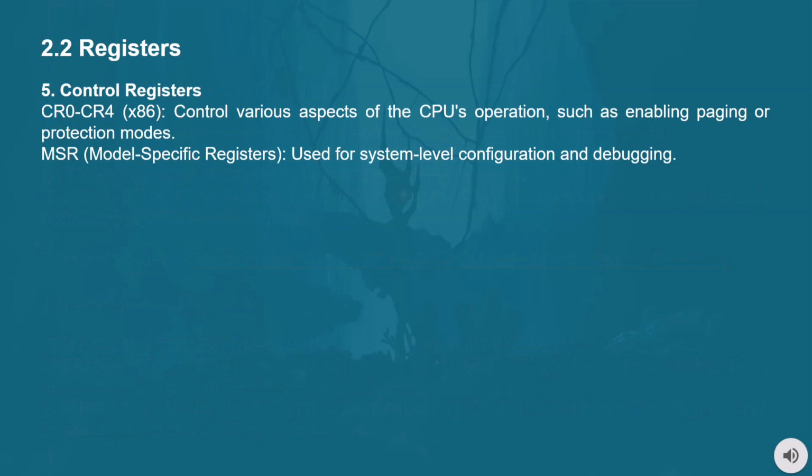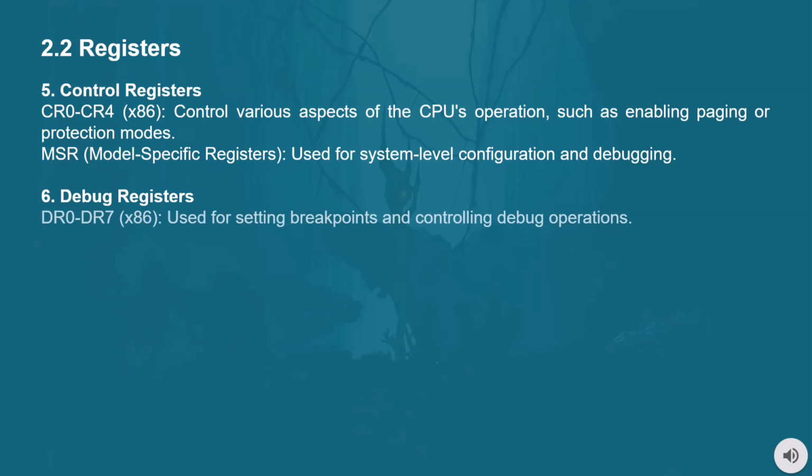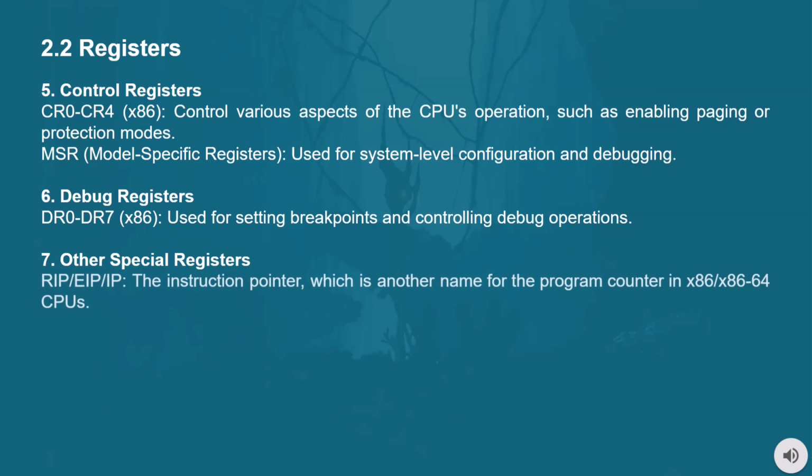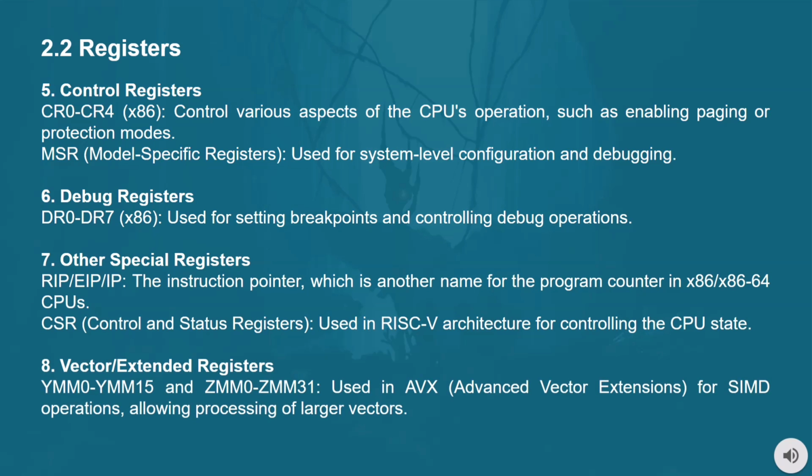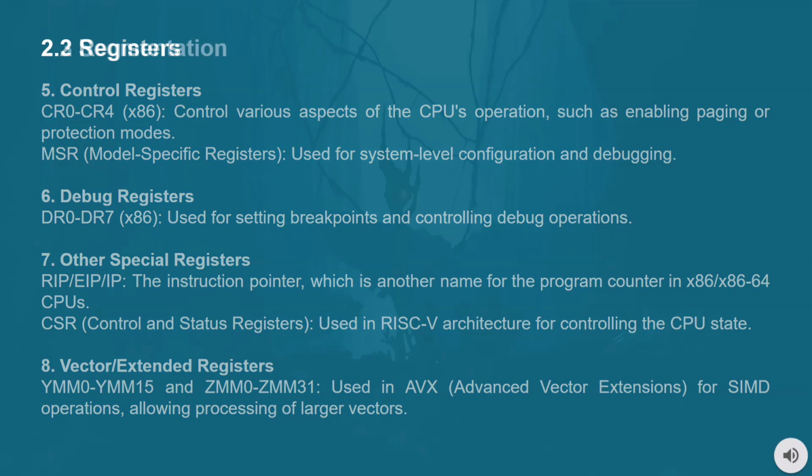CPUs have additional specialized registers, including control registers, CR0-CR4, MSR, for system configuration, debug registers, DR0-DR7, for debugging, instruction pointer, RIP/EIP/IP, for program execution, and vector extended registers, YMM, ZMM, for advanced SIMD operations.